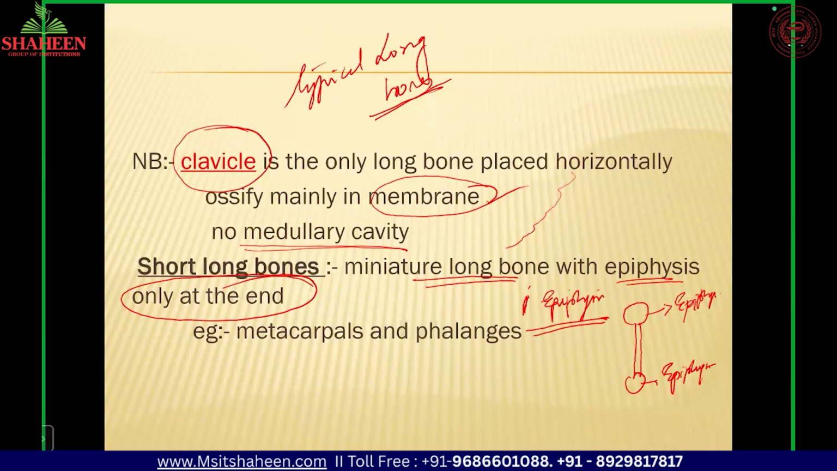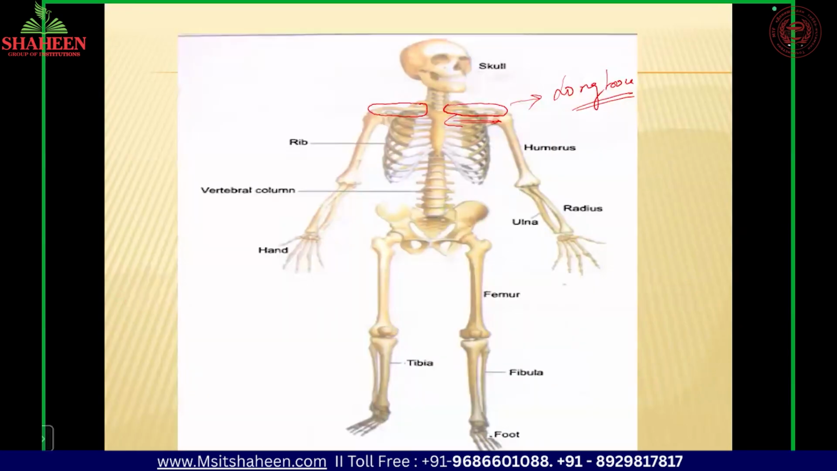So what are the examples of short long bones? They are the metacarpals, metatarsals and phalanges. Metacarpals are the bones of the hand. Phalanges are in the hand and also in the foot. Please explain ossify.